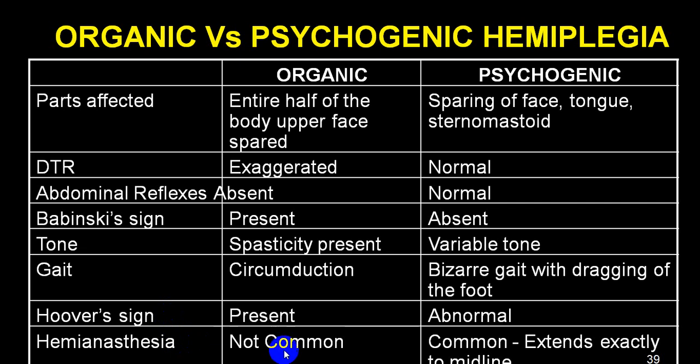Hemianesthesia will be very common if in organic you get damage in the internal capsule, while in case of psychogenic there will be abnormal findings in the sensory system, where it will be a bizarre loss of sensation.